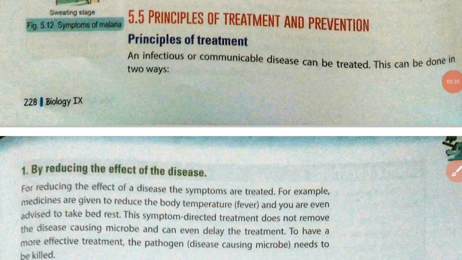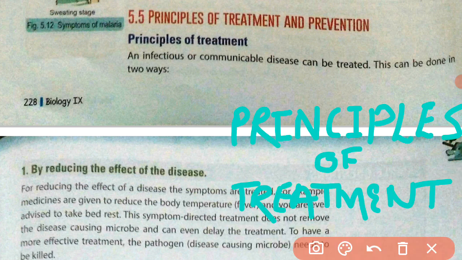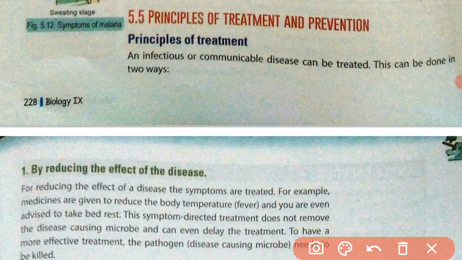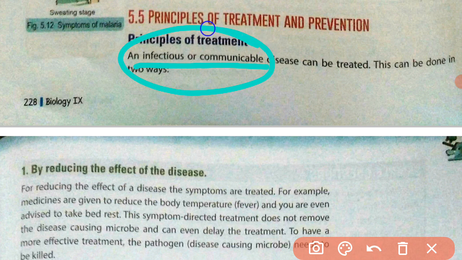In previous videos we talked about the types of diseases, in which we discussed a type of disease that is infectious or communicable disease. This is the disease which can spread from one person to another person, and here we are going to talk about the method of treatment of the infectious or communicable disease.